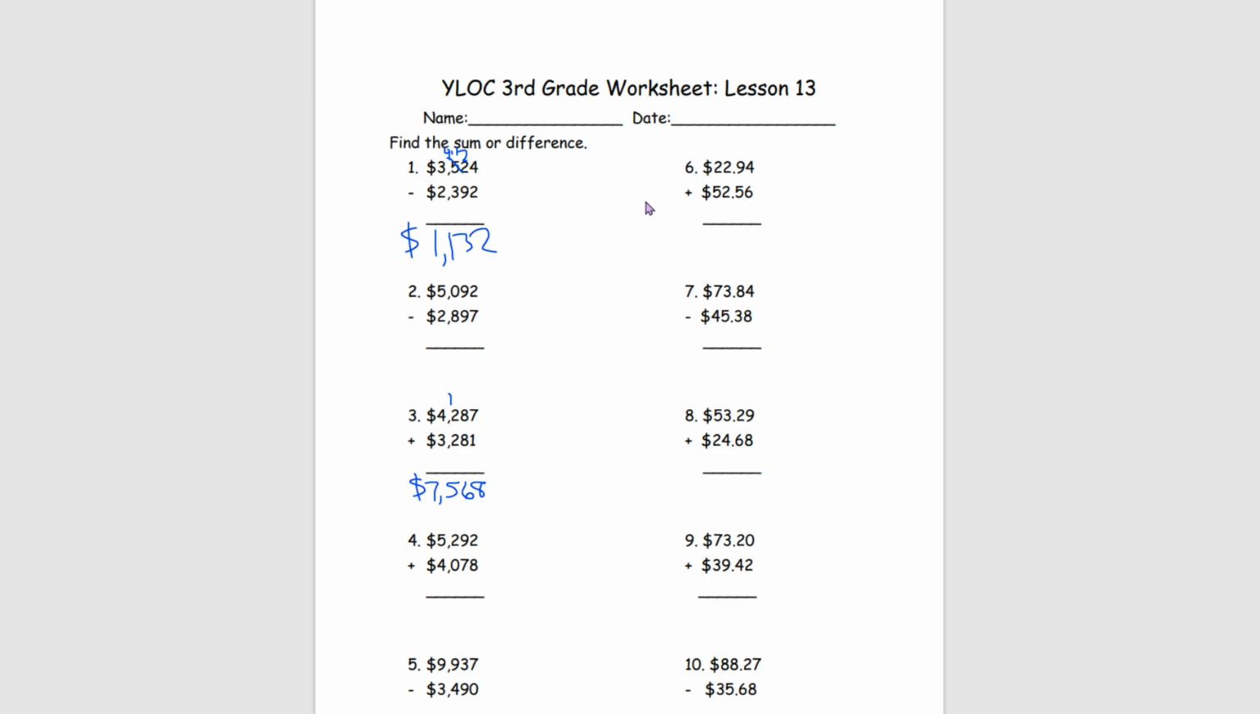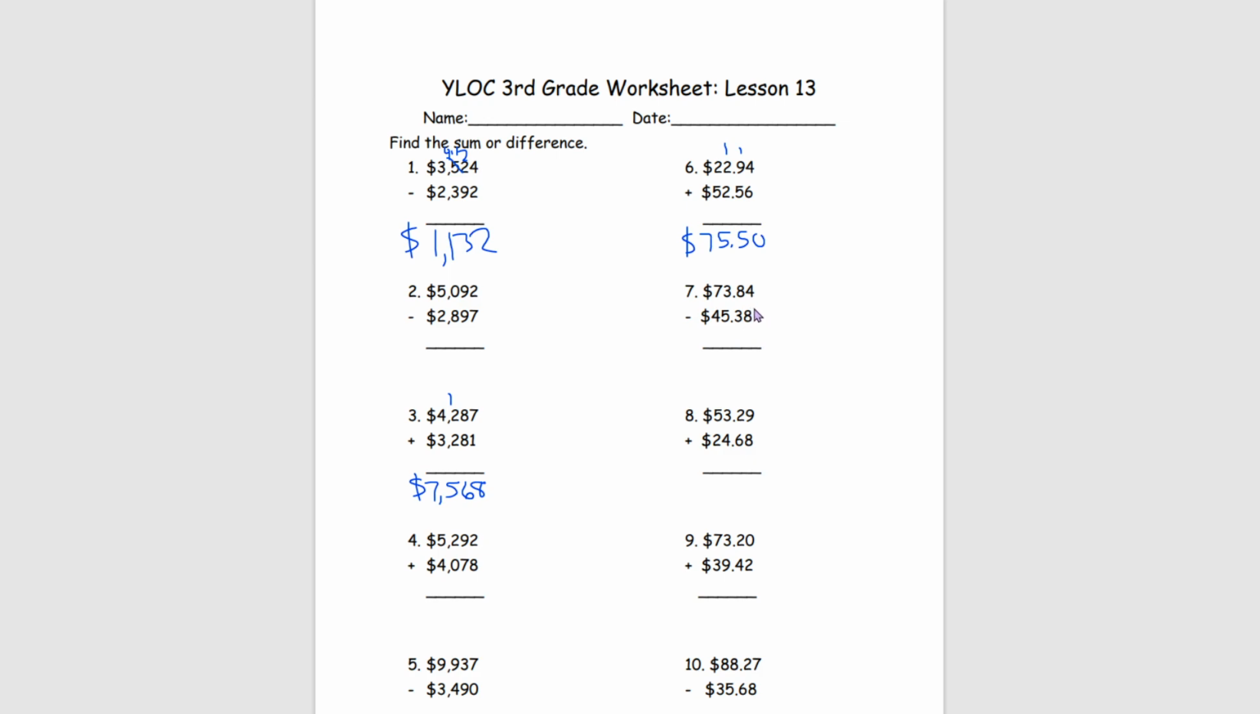Looking at number 6, here we have 4 plus 6, which is 10, so we put a 0 right here, carry the 1 over. 1 plus 9 plus 5 equals 15, so we put a 5. We can bring down the decimal point and then carry the 1 over. 2 plus 1 plus 2 equals 5, and 2 plus 7 equals 9. And so our answer for number 6 is $75.50.